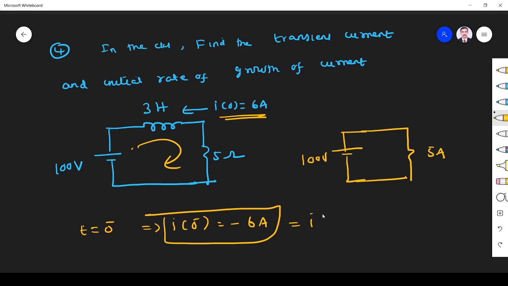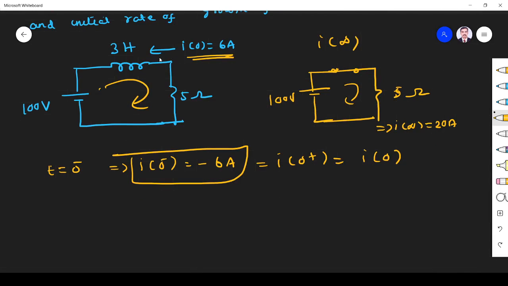That is equal to I0 plus, because the inductor will not allow a sudden change of current. So that is equal to I0. This is for I infinity. What is the current flowing through this circuit? This is simply V by R, because when I apply steady state, the inductor will be short. So I infinity is, sorry, this is 5 ohm, 20 amps.